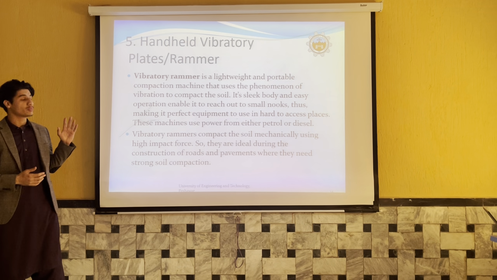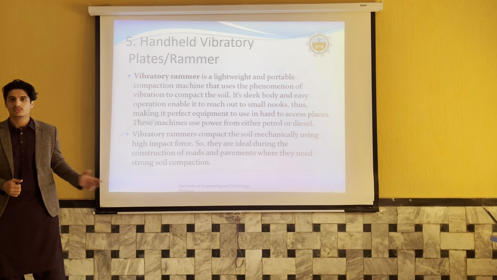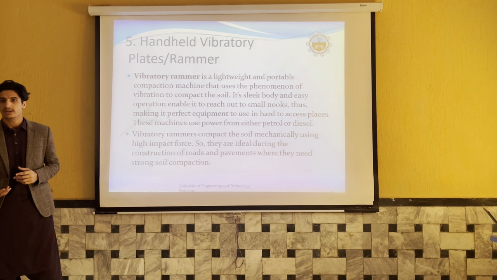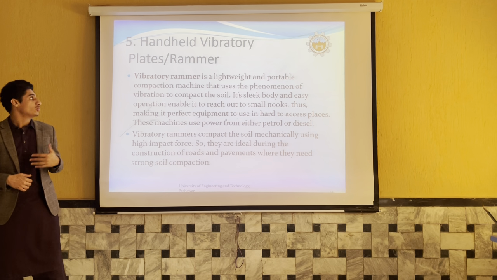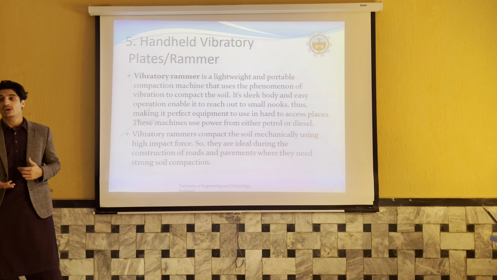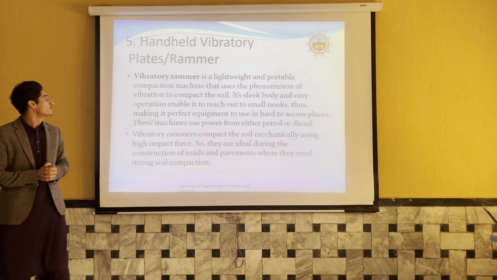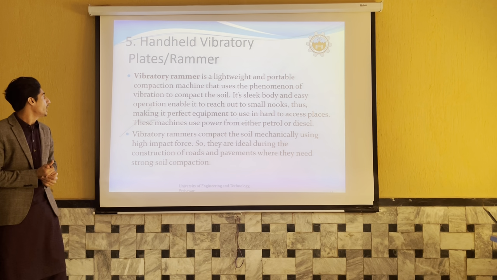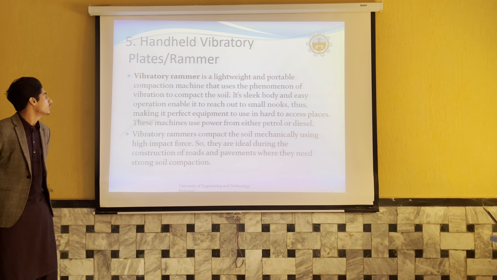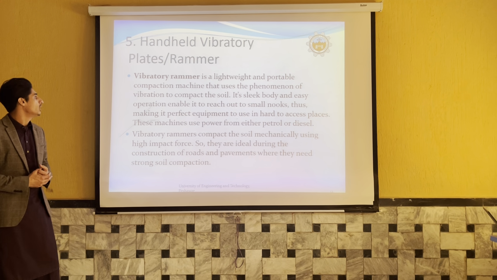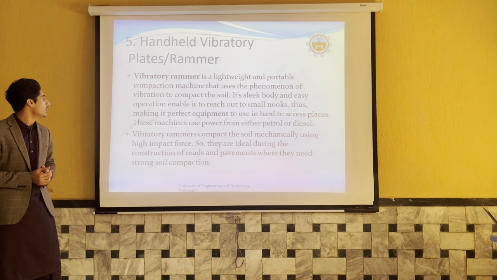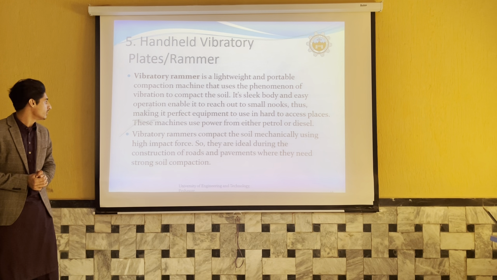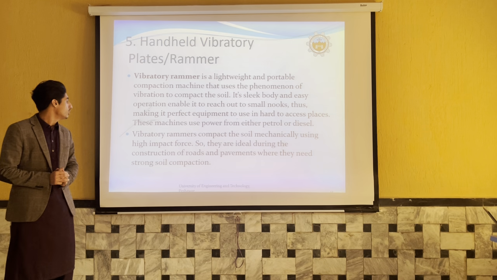Now, all these types of compaction equipment we have discussed are used according to the various conditions and soil types. In case we have areas which are hard to access, we use these types of compaction equipment. The vibratory rammer is a lightweight and portable compaction machine that uses the phenomenon of vibration to compact the soil. A sleek body and easy operation enable it to reach small spots, making it perfect equipment for hard to access places. These machines use power from either petrol or diesel.